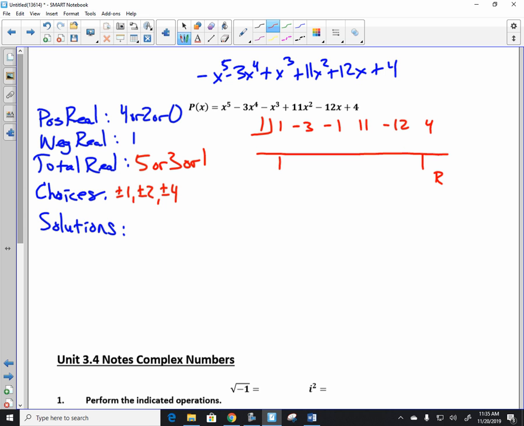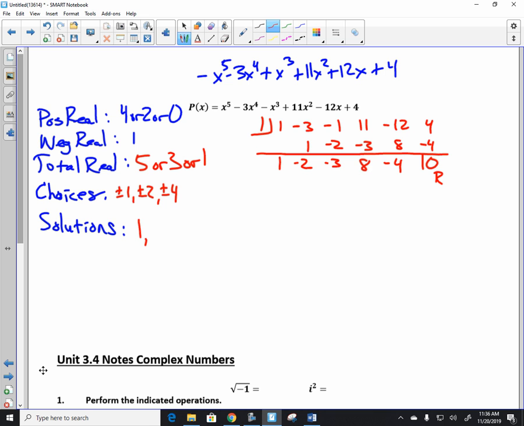Drop the 1. Add and I get -2. -2. Add and I get -3. -3. Add and I get 8. 8. Add and I get -4. -4. Add and I get 0. Did it work? It did. It's a solution.